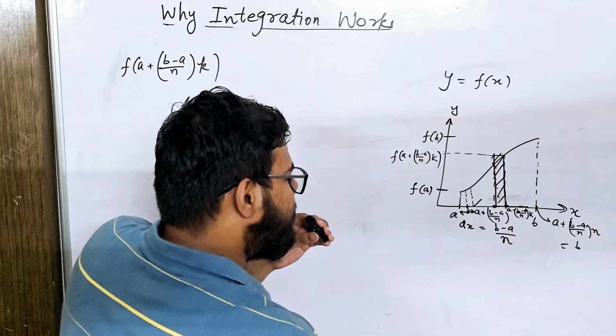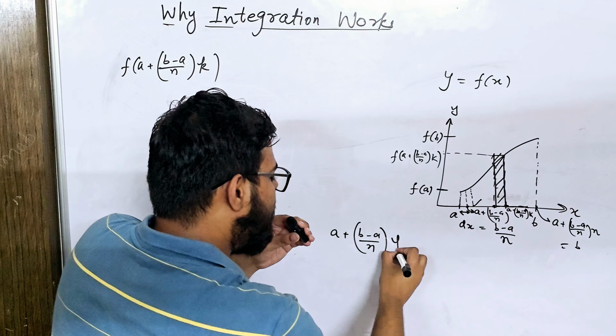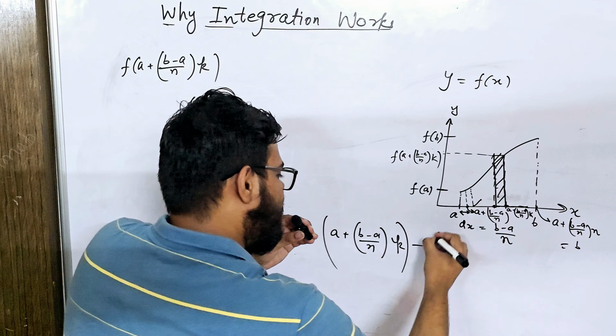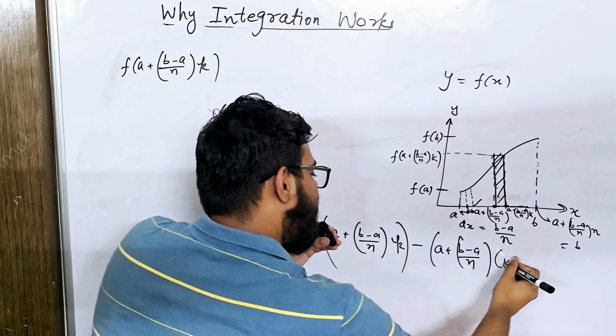And what is the width? Well, the width is a plus (b minus a) by n multiplied by k, minus a plus (b minus a) by n multiplied by k minus 1.